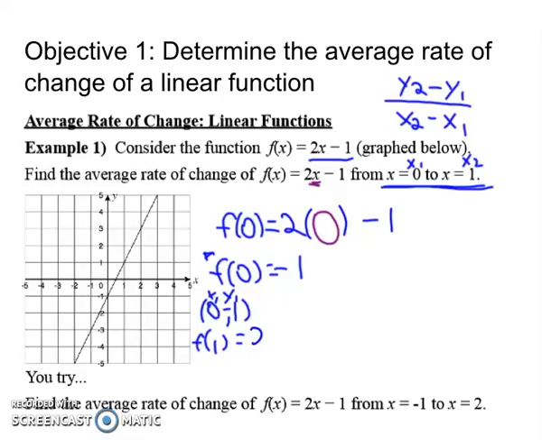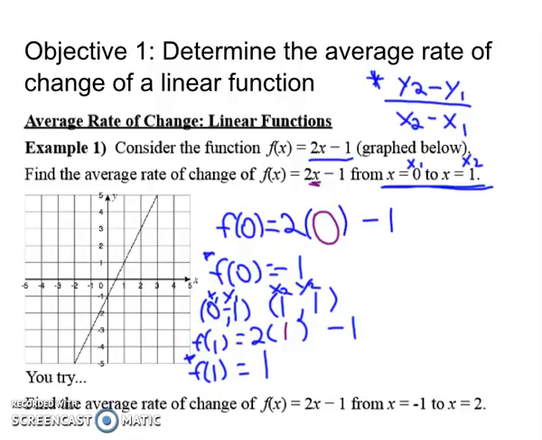F of 1, so I just first write parentheses, and then input my next input, which is 1, and then do the math. So f of 1, second input, 2 times 1 is 2, minus 1 is just 1. So this is, again, function notation. I'm going to write up here my second piece of information. If I input 1 into that function, my output will also be 1 in this case. So I have now x2, and this is y2. So I have identified all 4 of my pieces of the average rate of change formula.